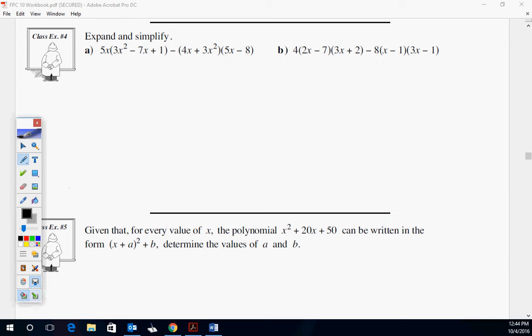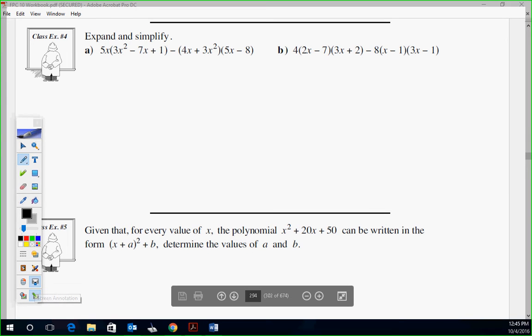Okay, so on this one, we got to distribute and FOIL sometimes. What I mean by that is, I need to distribute the 5x through. I need to FOIL this group. And then I'll combine all my like terms. Just do one at a time, just relax. So 5x times 3x is 15x cubed. 5x times negative 7x is negative 35x squared. 5x times 1 is 5x.